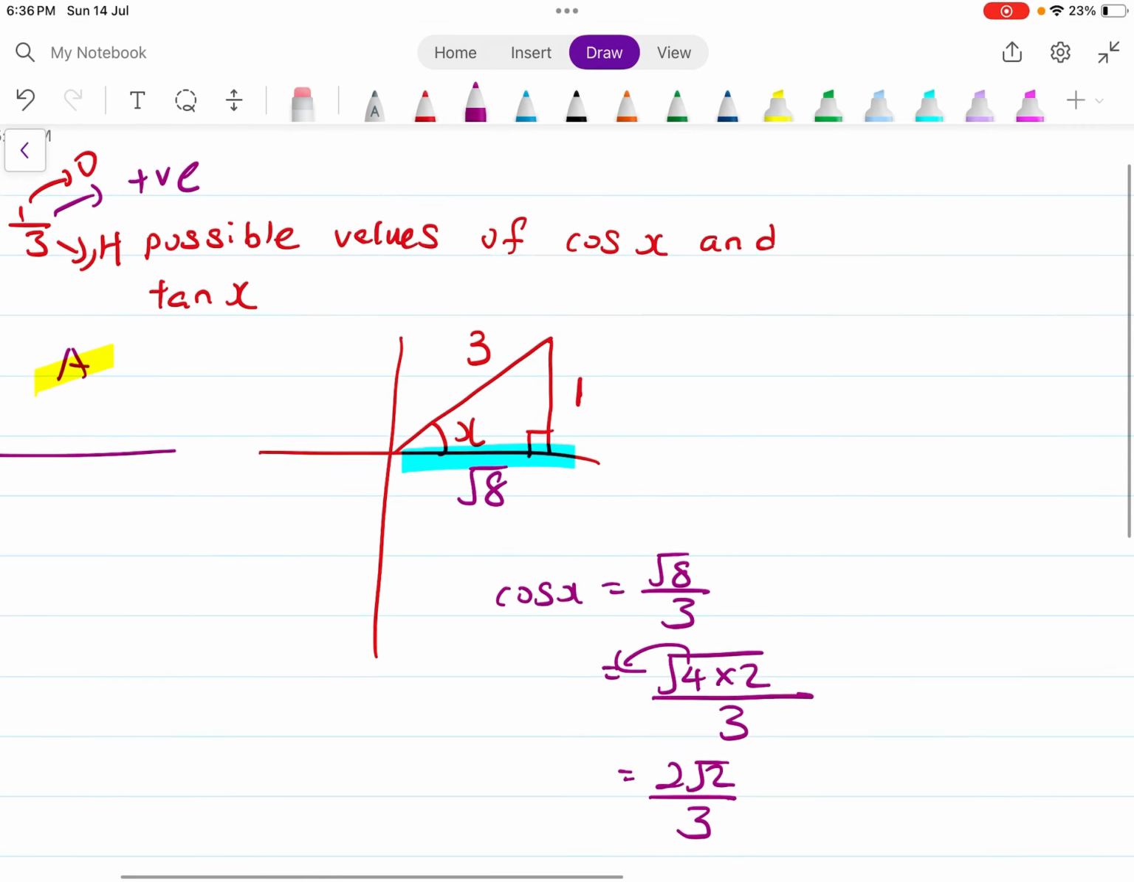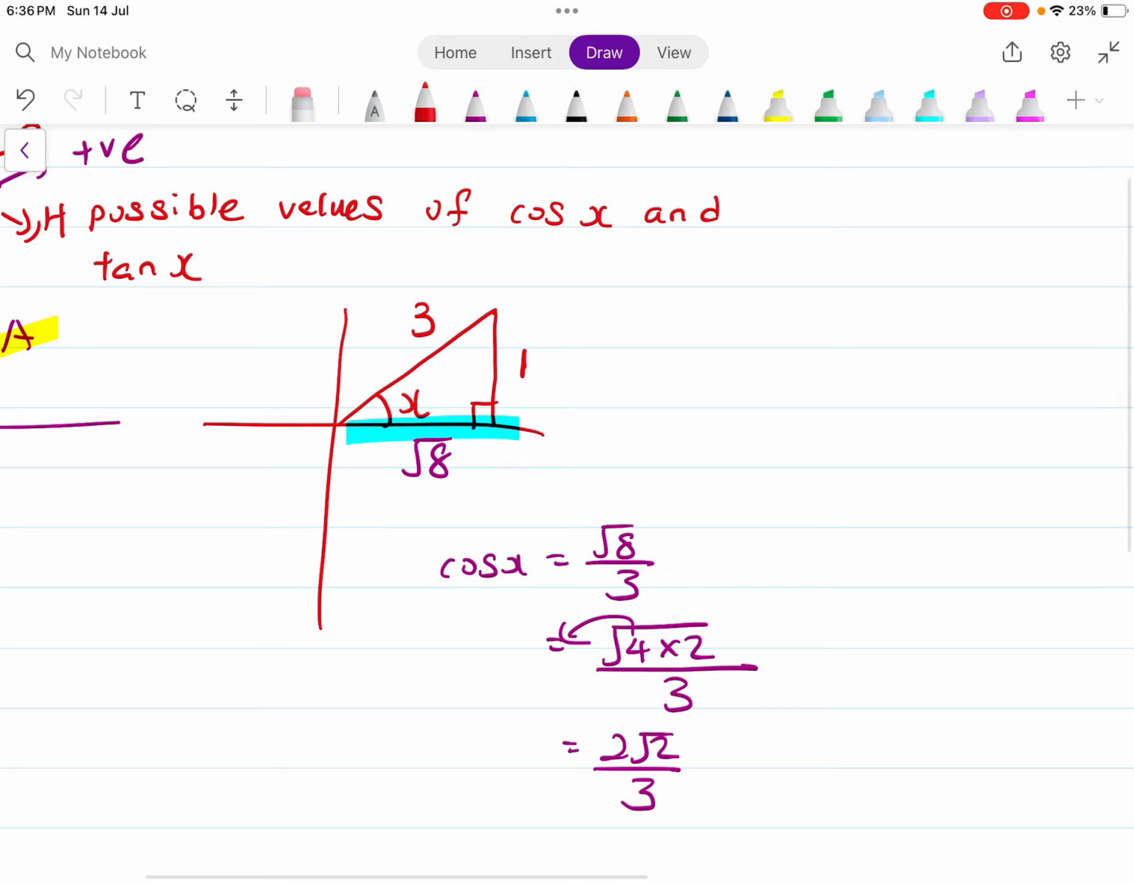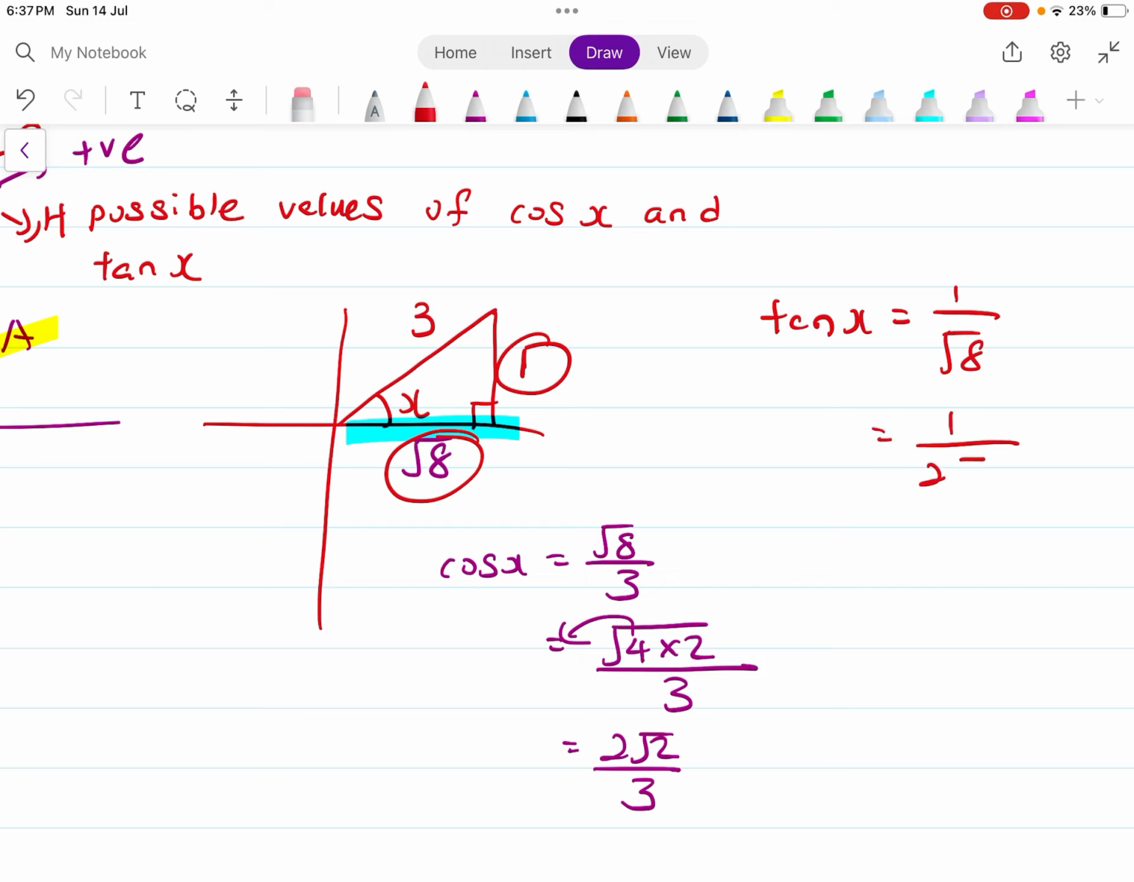What about the tangent? Tangent is opposite over adjacent. Opposite is 1, adjacent is square root 8, so it's 1 over square root 8. Likewise, you can put it like that, so it's 1 over 2 square root 2.